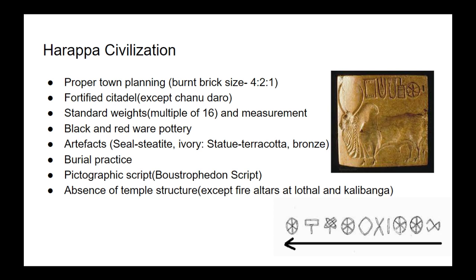The artifacts of Harappan Valley civilizations are seals. Seals were made up of steatite, ivory, or terracotta, and statues at that time were made of terracotta and bronze. You can see the image of a seal on the right hand side. Here a humped bull was shown, and above the humped bull you will find Indus Valley script.